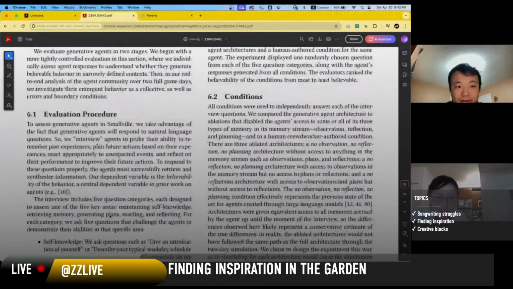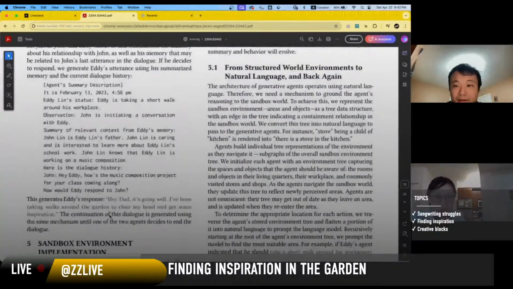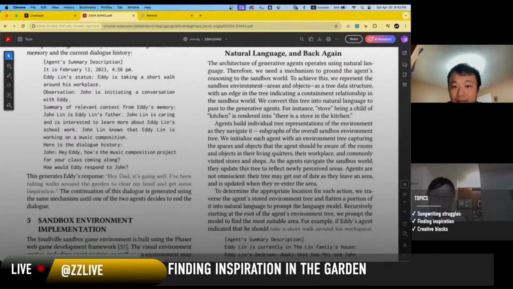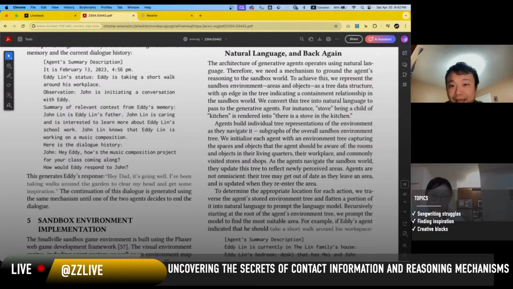Then they go into evaluation and whatnot. No, from structural world environment to natural language and back again. Oh, okay. Let me actually read this. The architecture of generative agents operates using natural language. Therefore, you need a mechanism to ground the agent's reasoning to the sandbox world. To achieve this, we represent the sandbox environment, areas and objects, as a tree data structure, with an edge in the tree indicating a containment relationship in the sandbox world.